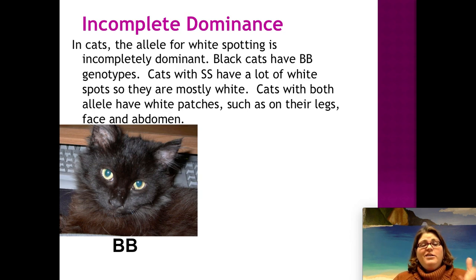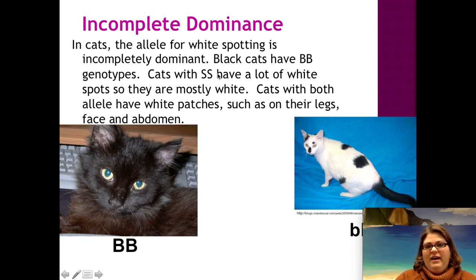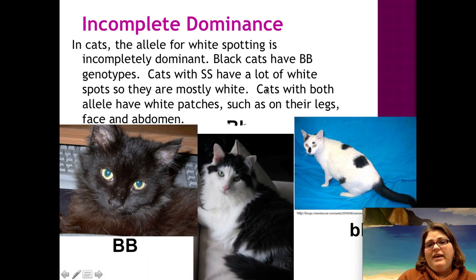So here's one example. We have an allele for blackness. Black cats have two black alleles. Cats that have spots have a lot of spots, and they have two S alleles. They're mostly white because there are so many white spots that the white blends together, and there's just a couple of black areas. A heterozygous cat would have big patches, because they would have black and they would have white, but they would have large patches.